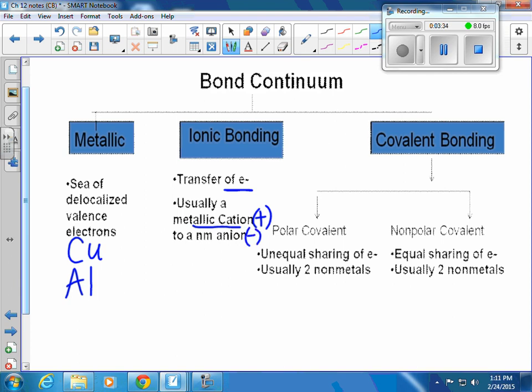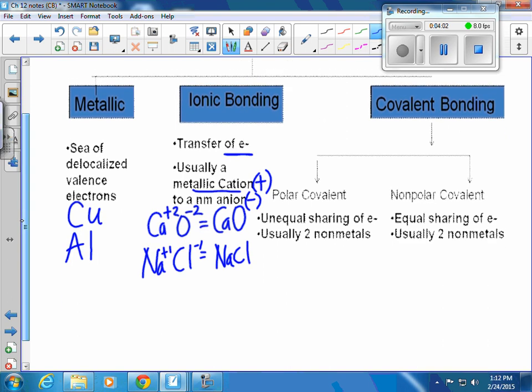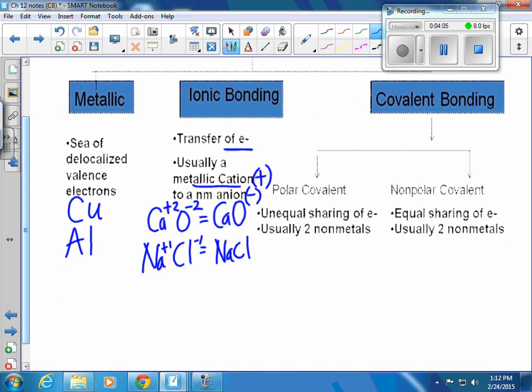And so we have a positive bonding with a negative. Some examples would be calcium plus 2 and oxygen with a minus 2 charge, which gives you calcium oxide. I have a metal and a non-metal. Or plain old table salt that you have at home, NaCl, comes from sodium transferring 1 electron and chlorine taking it in, getting NaCl. Again, I have a metal and a non-metal. Then I have my covalent bonding, where they are sharing their electrons. And if they're going to share their electrons, they are going to be either a polar covalent bond or a nonpolar covalent bond.